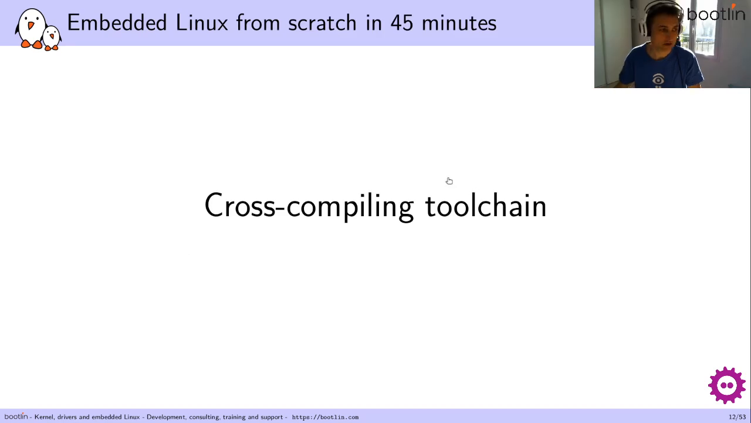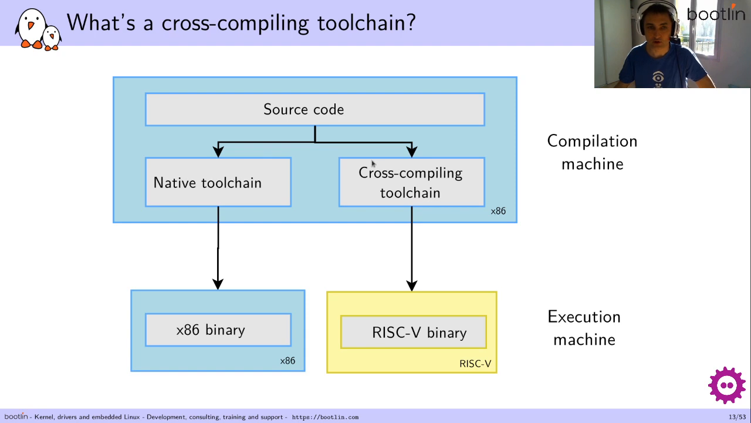So the first topic to talk about is the cross-compiling toolchain. So what's a cross-compiling toolchain? It's a compiler that takes some source code. If the toolchain is native, it's going to generate some binary for the same architecture as the machine running it. But if it's a cross-compiling toolchain, then you generate binaries for another architecture. So here, the difference in terms of execution machines. So you see here RISC-V, for example, from the same source code, you can generate different binaries for different architectures.